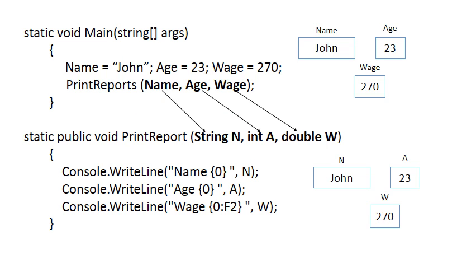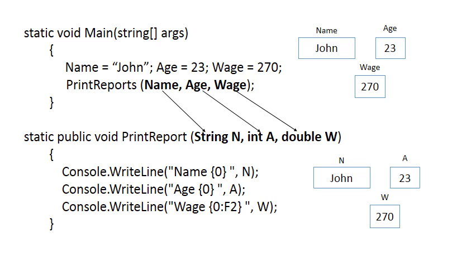So where the method is called from the main method, the important thing to note is that the parameters do not need to have the same names. So you're sending name, age, and wage to print report, but inside print report it's called N, A, and W. That is not a problem. The only important thing is the first one must map onto the first, and the second onto the second, and the third onto the third.